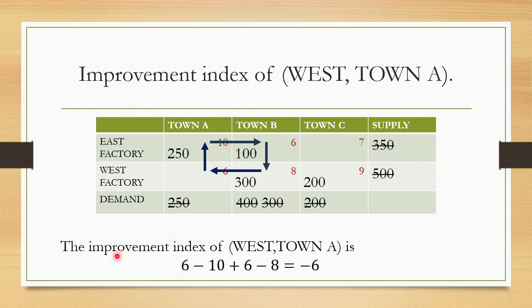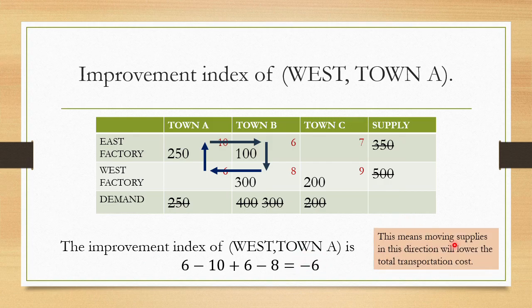So we got an improvement index that is negative. So what this means is moving supplies in this direction will give us a lower transportation cost. So in other words, the $7,300 transportation cost can still be lowered because we have an improvement index that is negative.